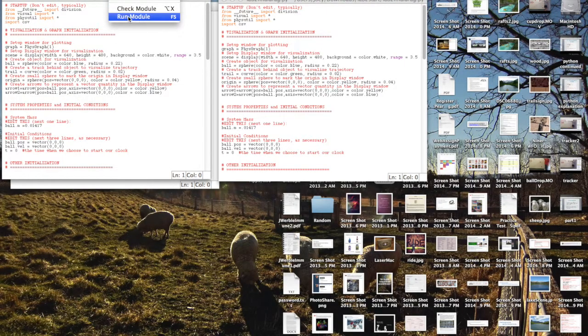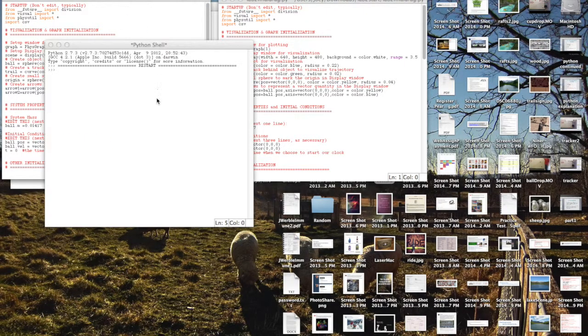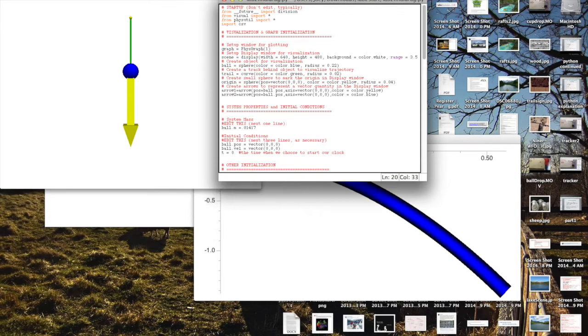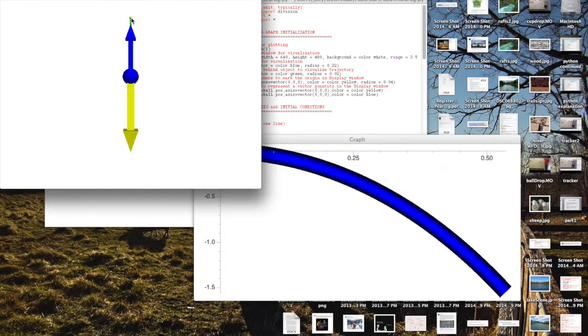Here we see the Python model run first without drag, with the yellow arrow representing the weight force, and then with the yellow arrow still representing the weight force and the blue arrow representing the drag force.